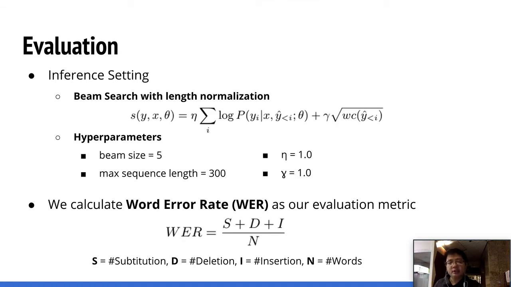For evaluation, we utilize beam search with length normalization. In this case, we use a beam size of 5 and we limit the maximum sequence length of the generation to 300. We calculate word error rate as our evaluation metric. We compare the generated text from the model with the label text from the dataset. Now let's go to the experiment results.